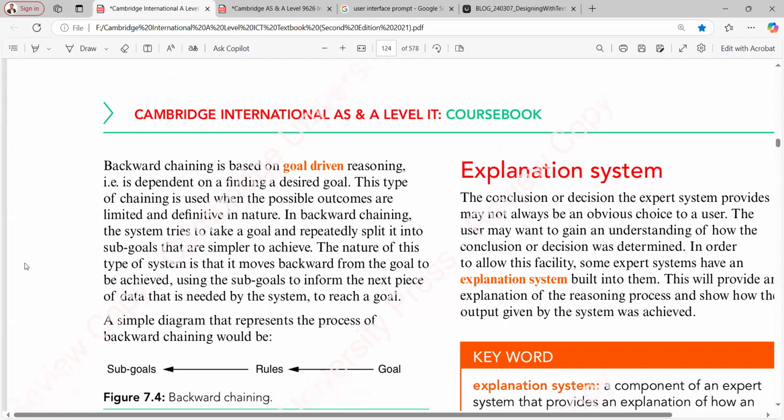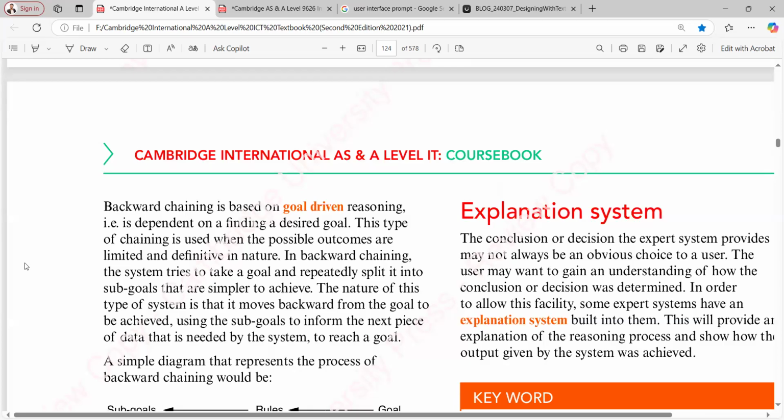So for example, what is your goal right now? Your goal is to get a good grade in A levels IT, information technology, right? If you are going to break it down into some steps, what are the steps going to be? Taking classes regularly, doing the past papers, doing the quick revision and all of that. And these steps are eventually going to lead you to a good grade, right?